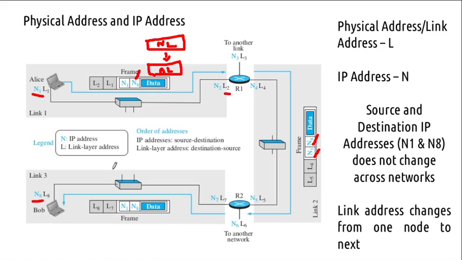Now your address resolution protocol is allowing this mapping, how you can change this link address from one hop to the next. That's the use of address resolution protocol. Address resolution protocol is used to do this task. How it does this task, that is our next discussion. Any doubts on this?